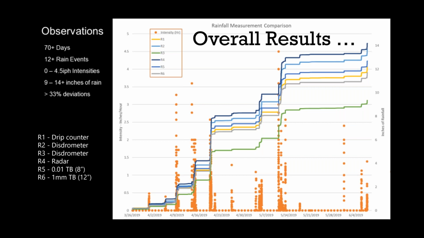And you can see on the far right-hand side of this graph that one of the disdrometers, the green line there, barely reported just under 10 inches, a little over 9 inches of rain. And the radar unit, the dark blue one at the top, reported over 14 inches of rain. So just in 2 months, we had a 33% discrepancy or deviation in the amount of rainfall that was measured between these 6 devices. The orange dots there are showing the intensities of the rainfall from each of those rain events. The highest intensity that we had during that 2-month interval was 4.5 inches per hour.